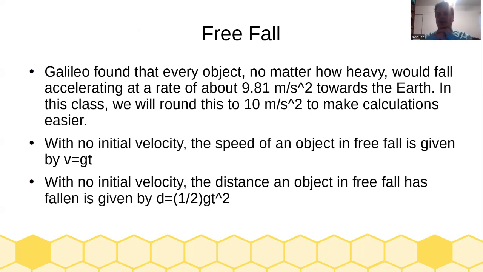These are just the kinematics equations that we went over earlier, with acceleration replaced by the constant g, which is given by 10 meters per second squared. The way that he proved this was just to drop a heavy item and a light item from the Leaning Tower of Pisa and see that they both landed at the same time, despite what Aristotle would have you believe.